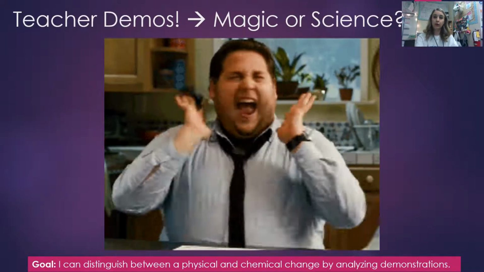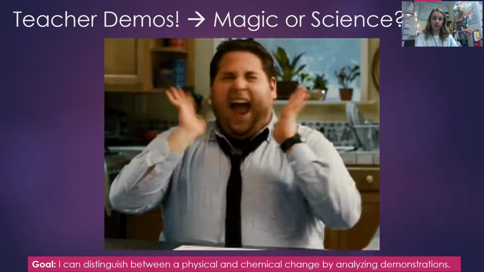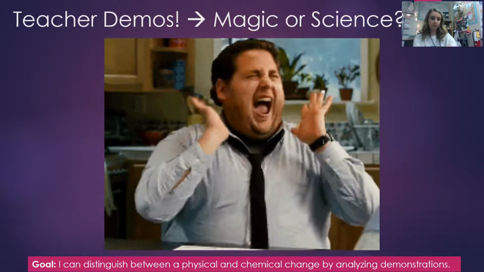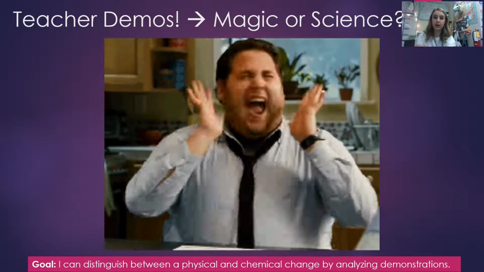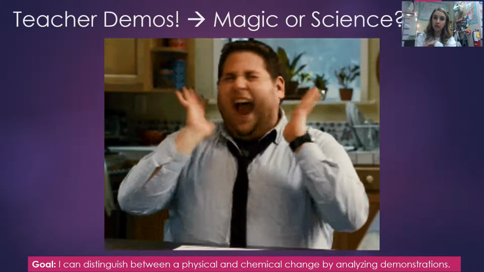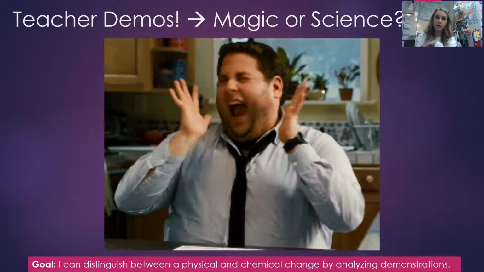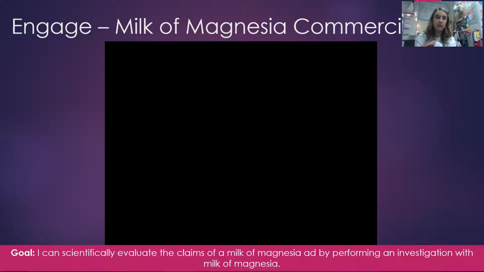Okay, so I have one more example of a color change to show you. Actually, two more. So this first one is with a substance called milk of magnesia. It's something that you can find at a pharmacy, okay? And let me go ahead and show you.